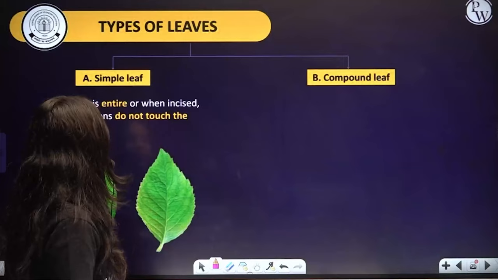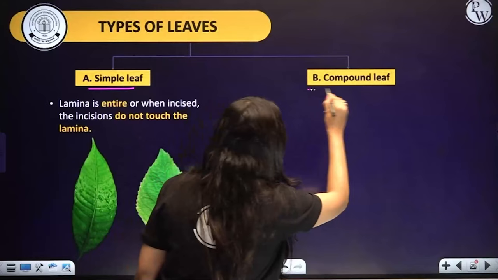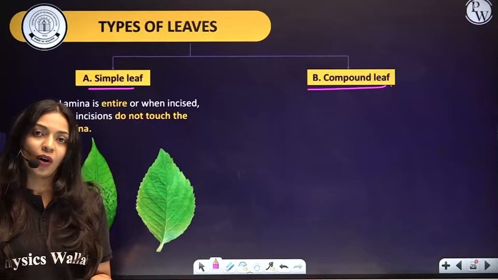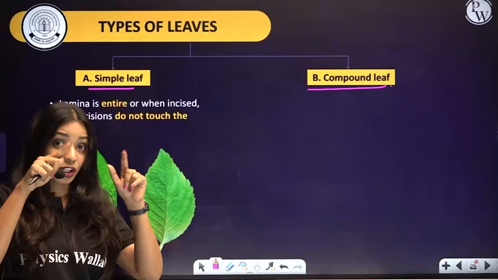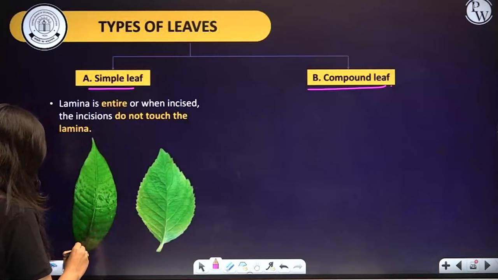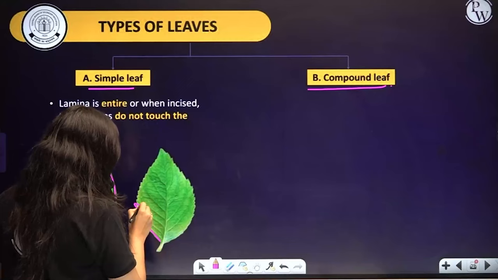Now let's talk about the different types of leaves. And this depends on the incisions in the leaf. Okay. So we have two different types, simple leaf and compound leaf. Now what is a simple leaf and compound leaf depends on the lamina alone. Okay. Now, I showed you the variations in leaves, right? I said that the margin in some leaves is entire. In some, you can see these teeth-like structures at the margins, which are called incisions, right? So, simple leaves are those leaves in which the margin is entire. It has absolutely no incisions. It is fully smooth, or it has incisions. But these incisions are not deep enough to touch the midrib. Okay?